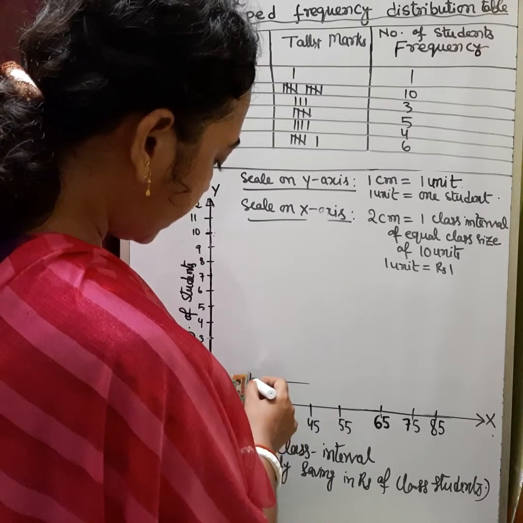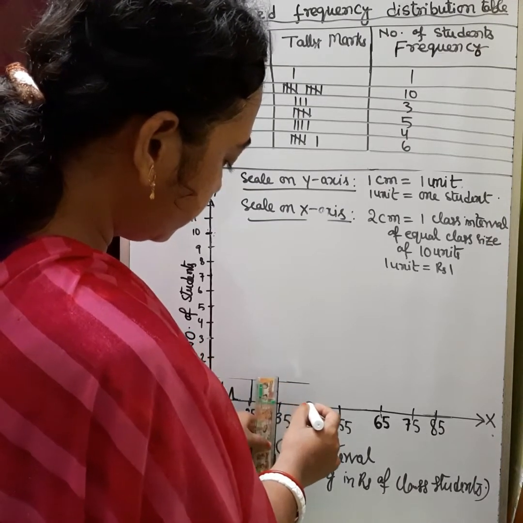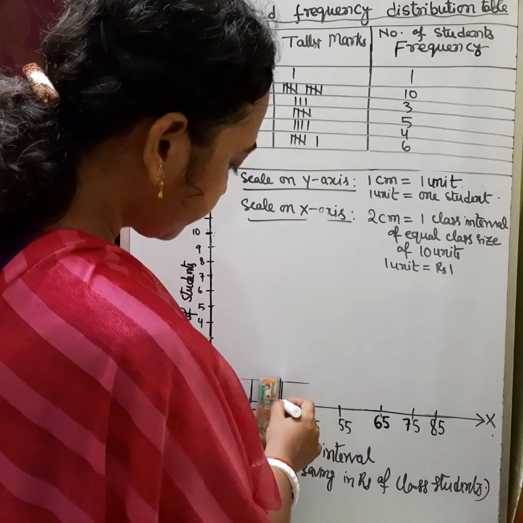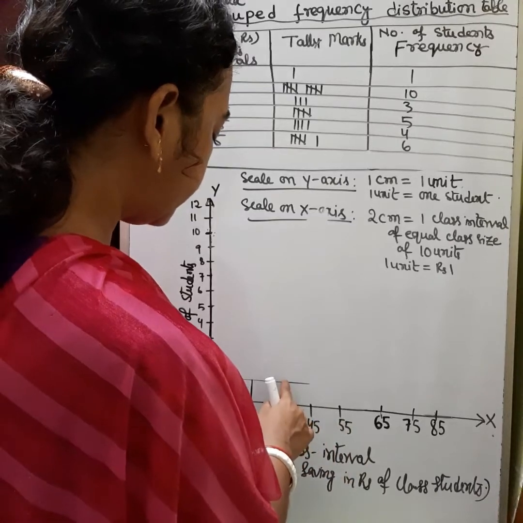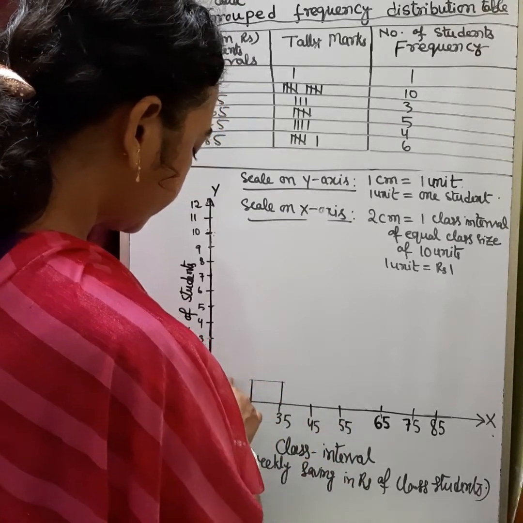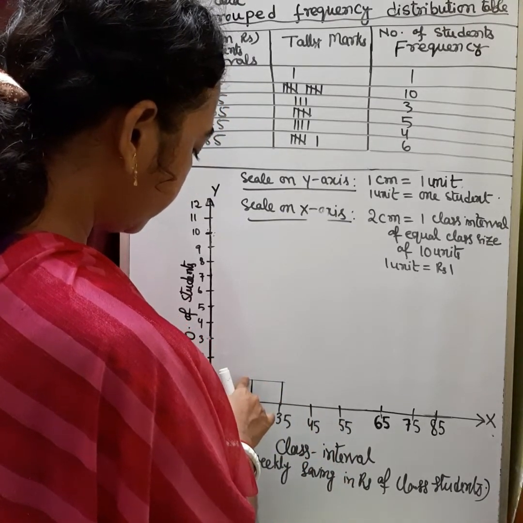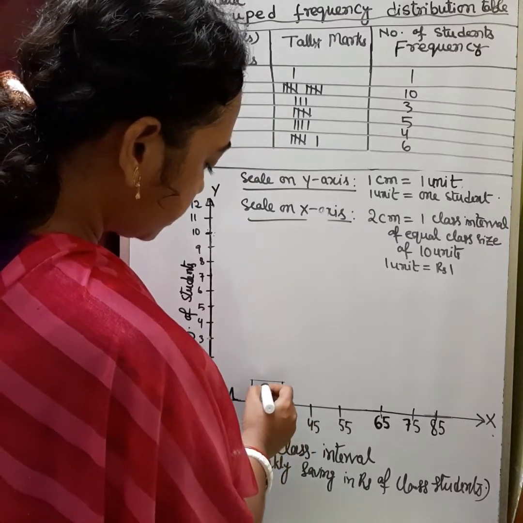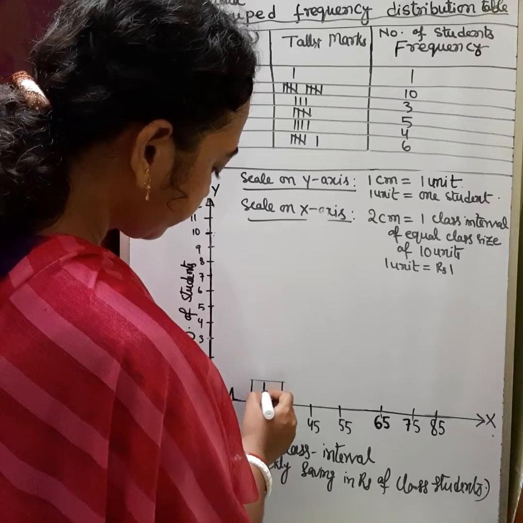If you are using white paper, then you first have to make the dotted lines to get the height, and after that you can rub out the dotted lines. So here it is a rectangle whose height is 1 unit.